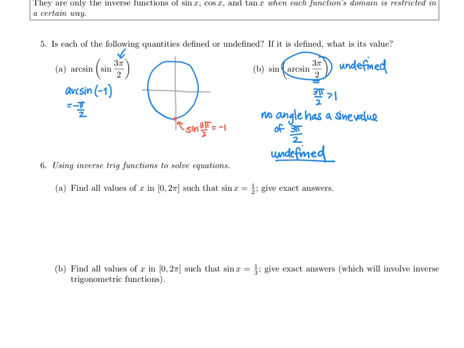All right. Now let's take a look at how we can use arcsine, arccosine, arctangent, whatever, to solve equations. So it says, find all the values of x in a particular interval, in this particular case 0 to 2 pi, such that sine of x equals 1/2, and give exact answers. All right, I've drawn both of them on the unit circle, and I'm basically being told that I can travel between 0 and 2 pi counterclockwise from 1, 0.